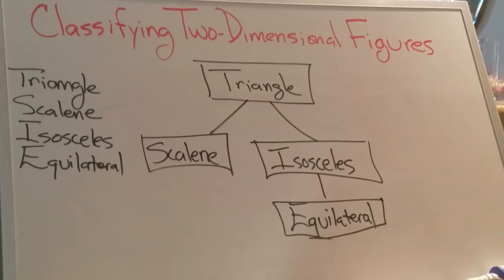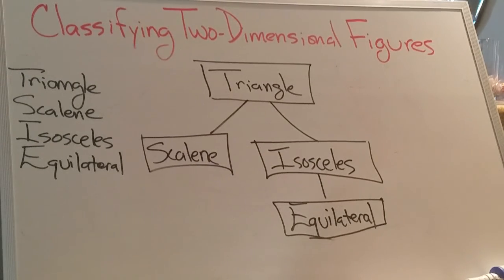And here are your answers. You have the triangle above. Yes, that's the most general, the broadest. Yes, all of these are triangles. So that's the biggest, your broadest. And your scalene and isosceles are two different types of triangles.